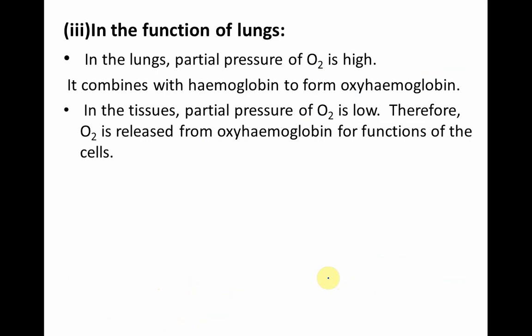In the function of lungs, during respiration, the partial pressure of oxygen is very high, therefore it easily combines with hemoglobin to form oxyhemoglobin. During inhalation, oxygen enters the lungs, and because the pressure of oxygen is more, it easily dissolves in blood to form oxyhemoglobin. As soon as it is transferred into the tissues, the partial pressure of oxygen becomes low. Therefore, oxygen is released from hemoglobin to the cells, so that the cells do their proper function.